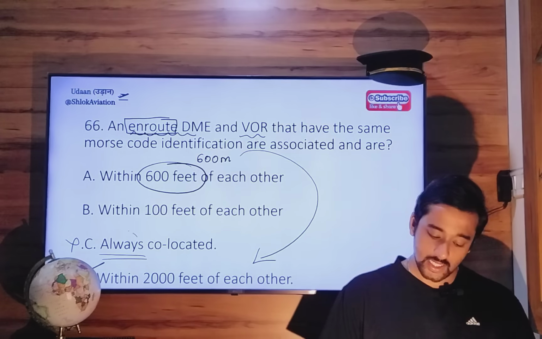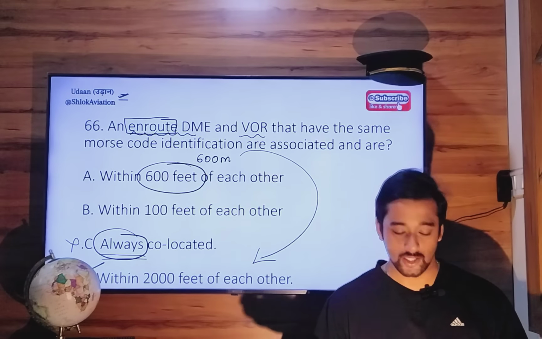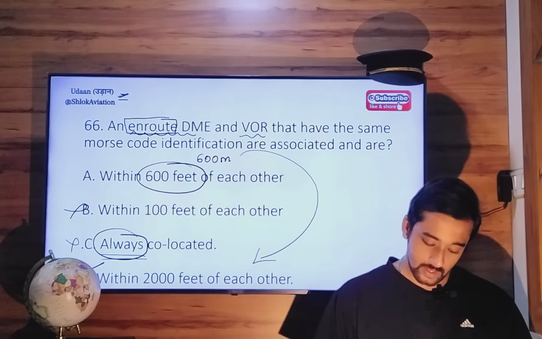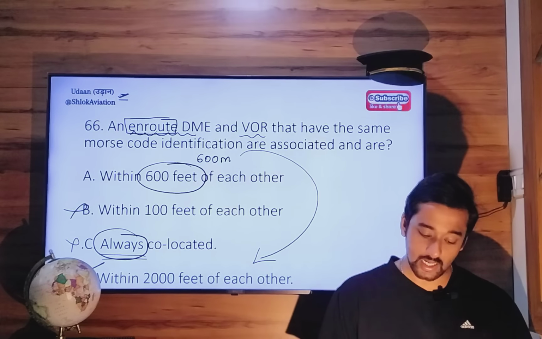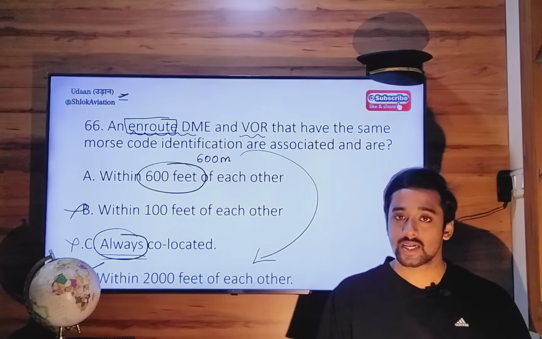Charlie is wrong because it states always. Maybe the DME and VOR are separated by some distance. Bravo is wrong. It is 100 meter. Correction, it is 30 meter or 100 feet, if they are serving the terminal area.